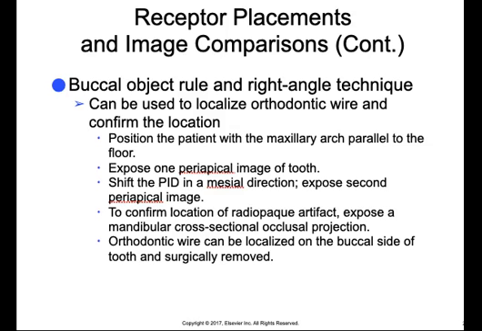If you want to confirm the location of the radiopaque artifact, expose a mandibular cross-sectional occlusal projection. So see figure 21-13 to see what this looks like. And by using both the buccal object rule and the right angle technique, the orthodontic wire can be localized on the buccal side of the tooth and then surgically removed.